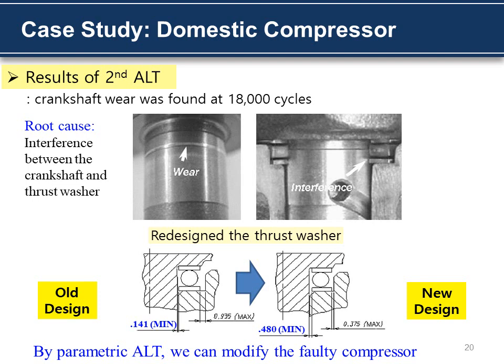In the second ALT, we also found crankshaft wear at 80,000 cycles. It came from interference between the crankshaft and the thrust washer due to a narrow dimension. Therefore, we redesigned their dimension. By parametric ALT, we can modify the faulty design of the crankshaft.